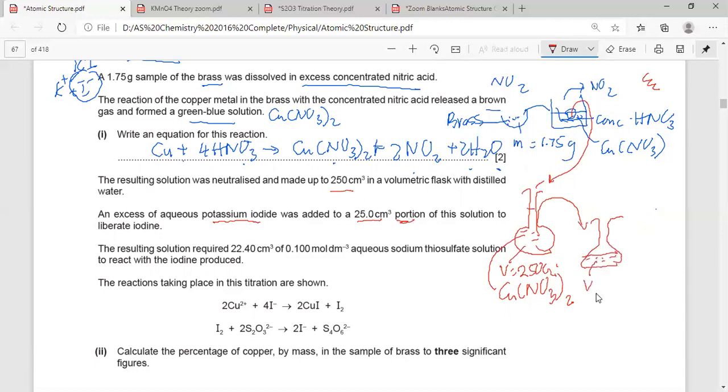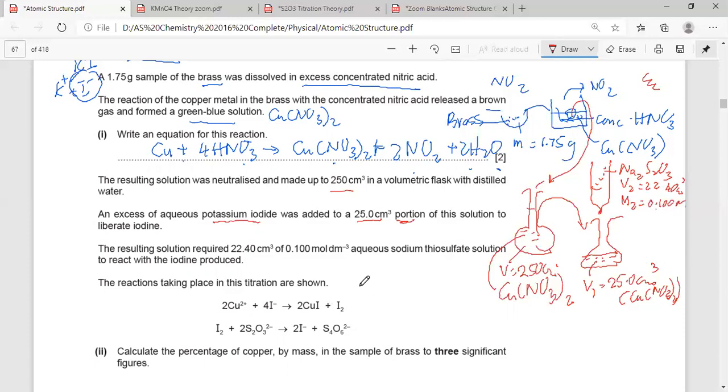So the volume V1 here is 25.0 cm3 of your copper nitrate. Okay, copper nitrate. So you can put all the details here as you like. Okay, and then what? The resulting solution requires 22.4 cm3 of 0.1 M sodium thiosulfate. That means here is your sodium thiosulfate. And how much do you need to titrate to complete this reaction? Well, V2, how much is used? 22.40 cm3. And what's the molarity of this one? 0.100 molar.